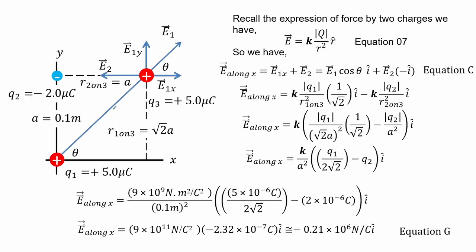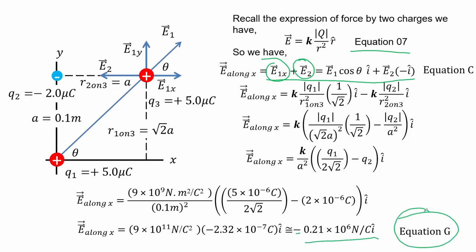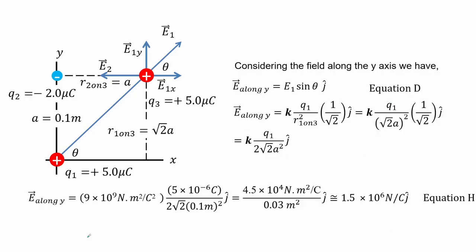Recall the expression of the electric field by two charges, we have equation 7. So for the field along x, which is the sum of the components from field 1 and field 2, we get that the sum of the field is a negative value, which suggests that it points in the negative direction along the x-axis, as indicated by equation G. Considering the field along the y-axis, from equation D, we get that the net field along y is pointed upwards since it is positive, as shown in equation H.